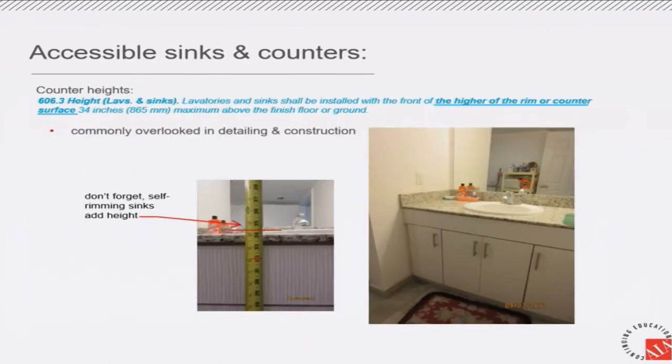Here's one you may not have ever heard about, but it happens. The code says, the ADA says, that it's 34 inches maximum height to the countertop or the rim of the lavatory, whichever is higher. Look at that picture. Self-rimming lavs can add as much as 3/4 of an inch of height. This contractor did not get that. He's going to be adjusting an awful lot of cabinets.